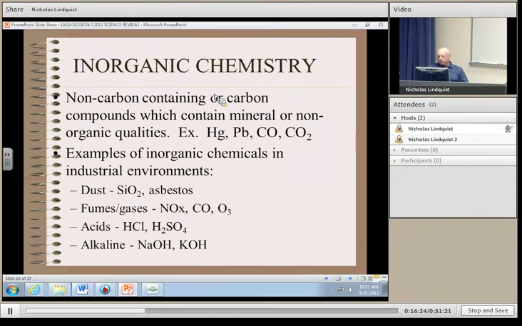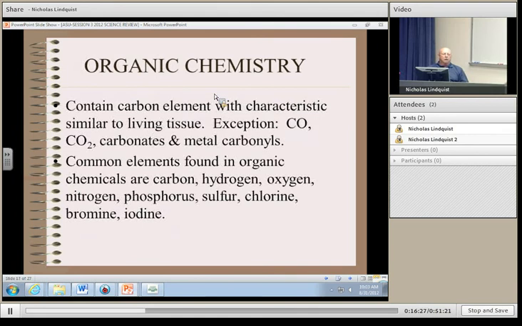More commonly, the industrial hygienist deals with carbon-containing elements or organic chemistry types of compounds. Basically, when we're dealing with organic chemistry, we're dealing with carbon elements which characteristically are similar to living tissue. And again, the exceptions are going to be those inorganic substances with carbon, such as carbon monoxide, carbon dioxide, carbonates, and carbonyls. The most common elements found in organic chemicals are carbon, hydrogen, oxygen, nitrogen, phosphorus, sulfur, chlorine, bromine, and iodine.